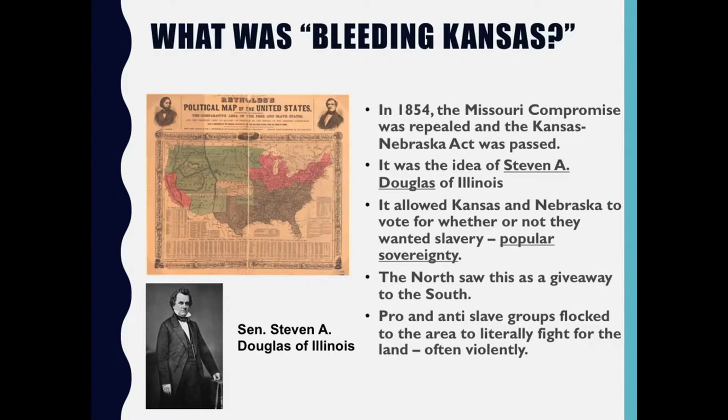So pro and anti-slave groups flocked to the area. They moved into Kansas and Nebraska as fast as they could to literally fight for the land. And often, this was very violent. So just envision a lawless territory where people are moving into it as fast as they can to decide whether or not it is or is not going to be a slave or free area. And of course, you can probably figure out that if they're not resolving these issues peacefully, that they might resolve it something other than peacefully.